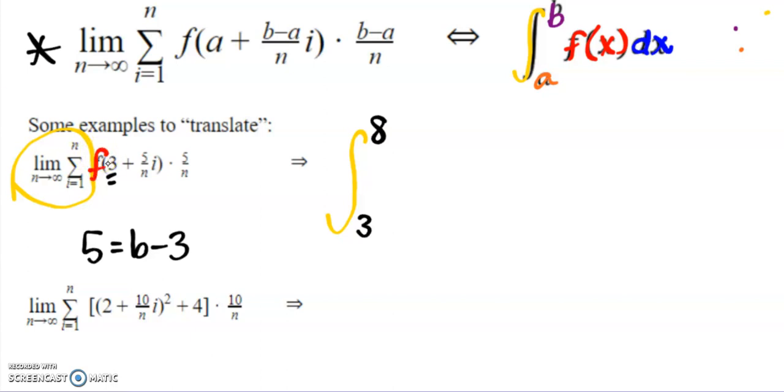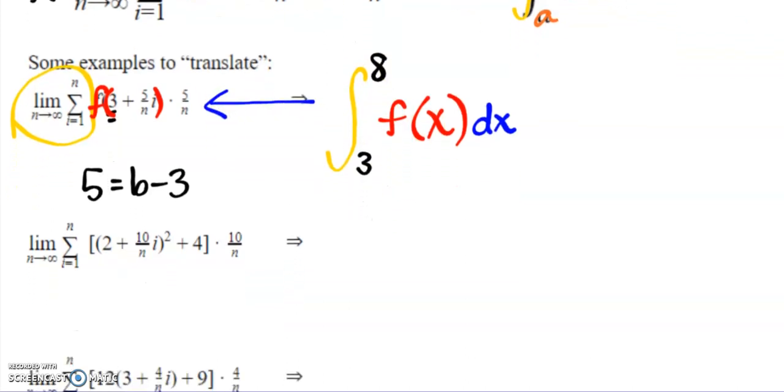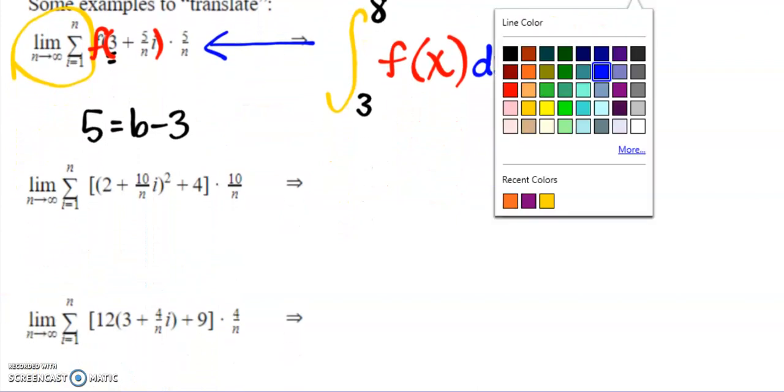My function, f of x, is just f of x. I don't know what the function is. It's still in general notation. And then my width, as n gets infinitely big, 5 divided by an infinite number is going to get infinitely small. So dx. So what this means is that if you were to see this integral, it would mean do that. All right, let's try another one.